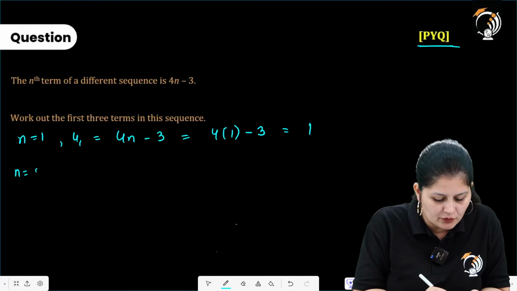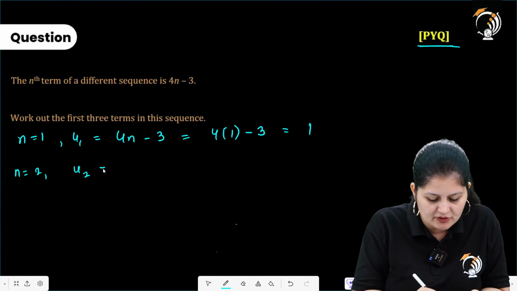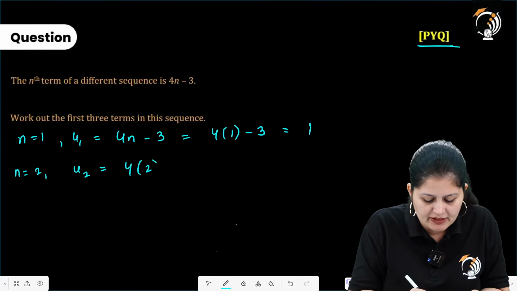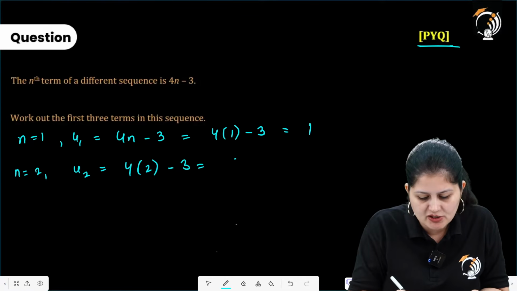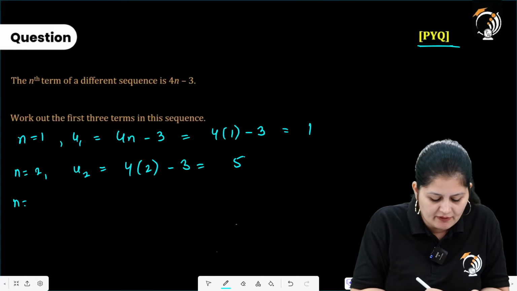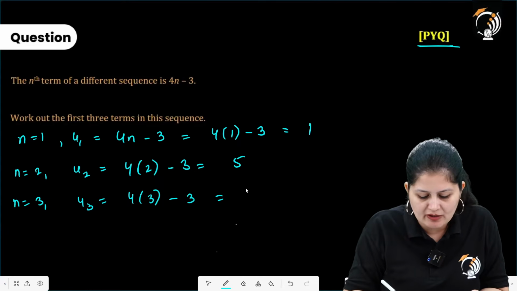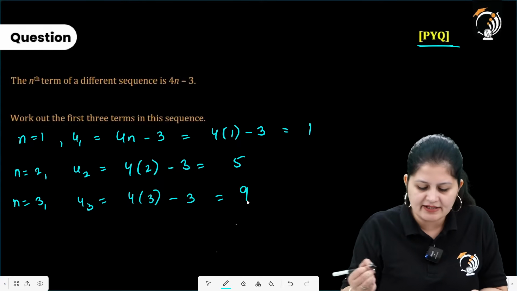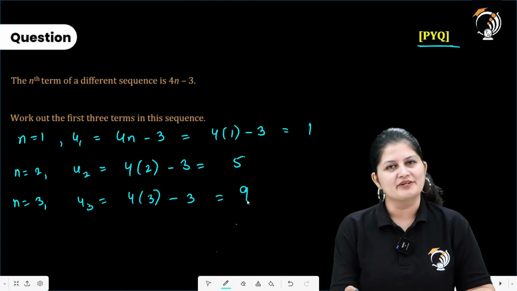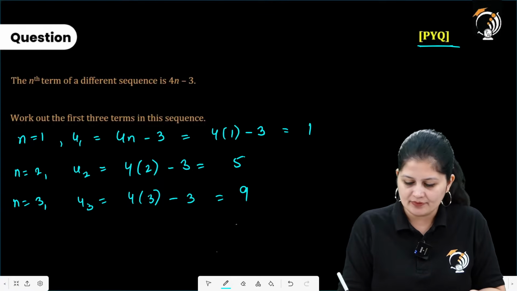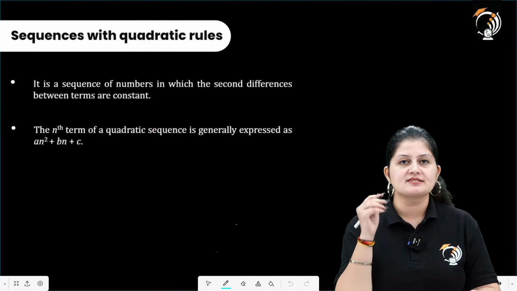When n is equal to 2, in that case if we need to get the value of the second term, that is going to be 4 multiplied with 2 minus 3, which is going to be 8 minus 3, that is 5. When n will be equal to 3, it is going to be 4 multiplied with 3 minus 3, which is going to be 12 minus 3, that is nothing but 9. Understood?